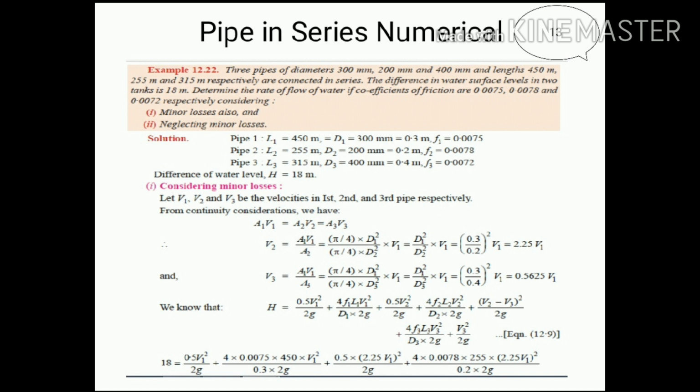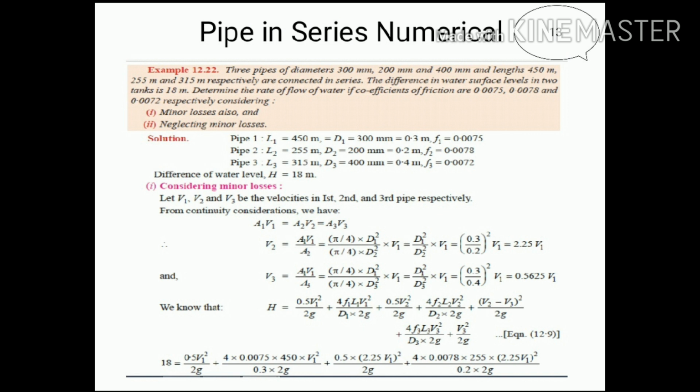200 mm and 400 mm, and lengths 450 meter, 255 meter, and 315 meter respectively are connected in series. The difference in water surface level in two tanks is 18 meter. Determine the rate of flow of water if the coefficients of friction are 0.0075, 0.0078 and 0.0072 respectively, considering minor losses also and neglecting minor losses also.